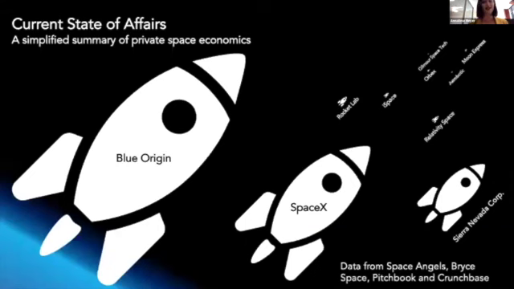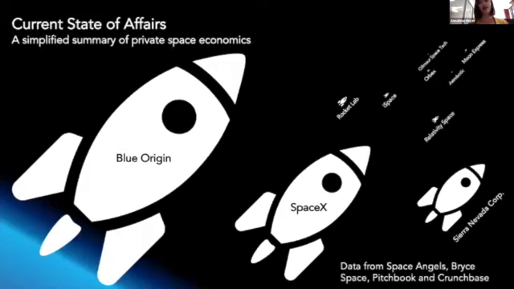So the current space sector has a huge range of privately held businesses. In this slide, the icons are scaled to the total funding of the business, with Blue Origin coming in at $5.5 billion. Now, when I'm discussing private businesses, I'm explicitly referring to those without an IPO, or initial public offering.